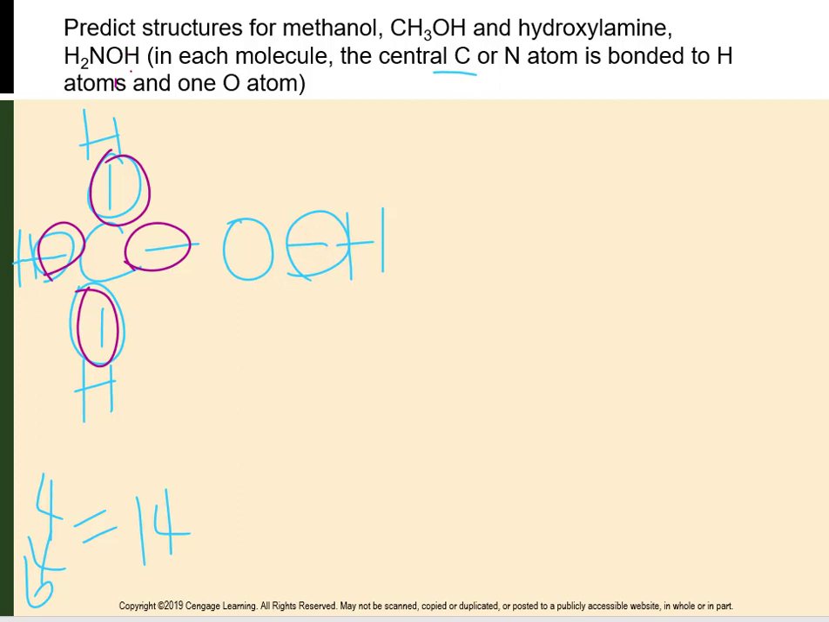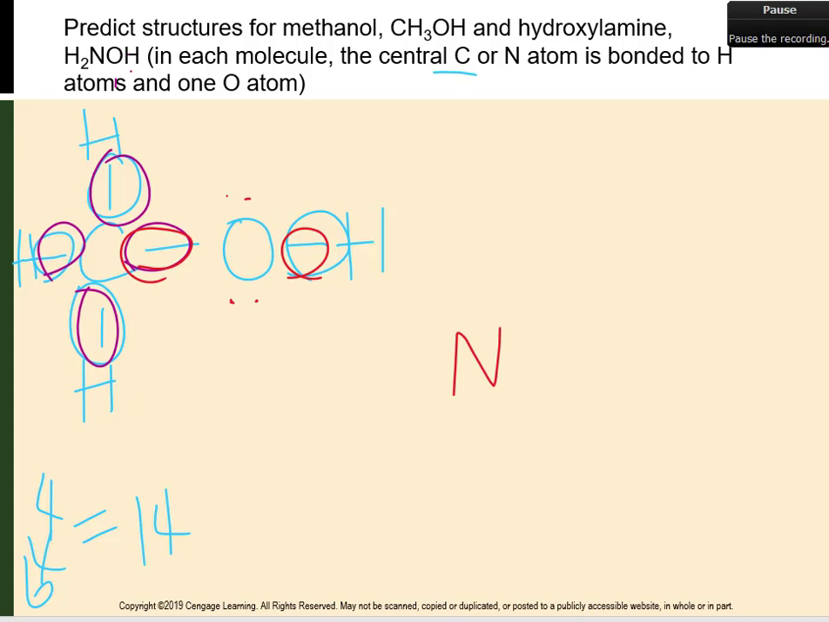Oxygen only has right now 1, 2, 3, 4. It needs 5, 6, 7, 8. That would be our last 4 electrons. So now everybody is following the octet rule. All of the valence electrons have been accounted for, and we are done for methanol. This is the methanol structure. How about you try hydroxylamine?